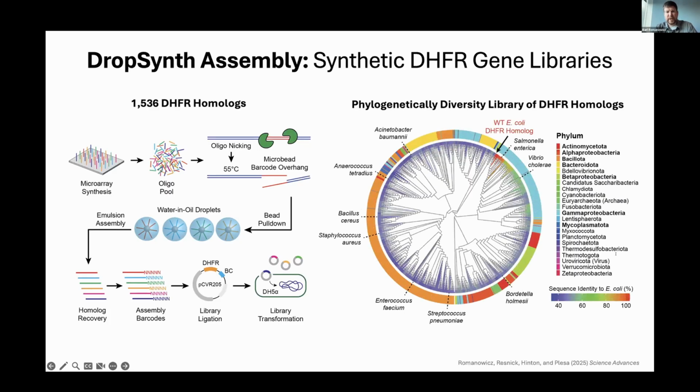And so by the end of this process, we've actually generated the most phylogenetically diverse library of synthetic DHFR homologs to date. So this represents over 780 species of bacteria across 17 different phyla. It includes many clinically relevant pathogenic variants that are known to play a significant role in antibiotic resistance.